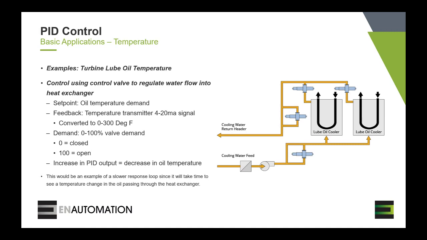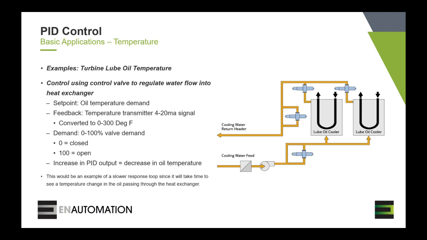that determined value is, and you'll have a 4 to 20 milliamp signal from a temperature transmitter. You'll convert that to degrees Fahrenheit, same as your temperature demand. And your PID demand would be a 0 to 100% valve demand signal. 0 is closed, 100 is 100% open. So with this, an increase in your PID output would actually decrease your oil temperature.